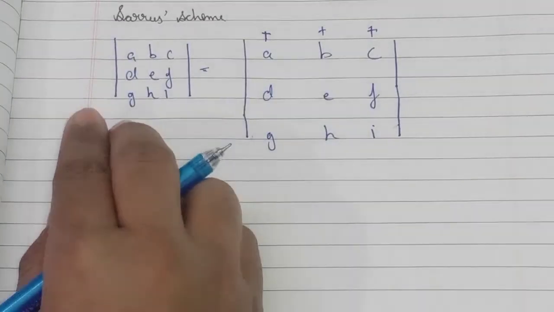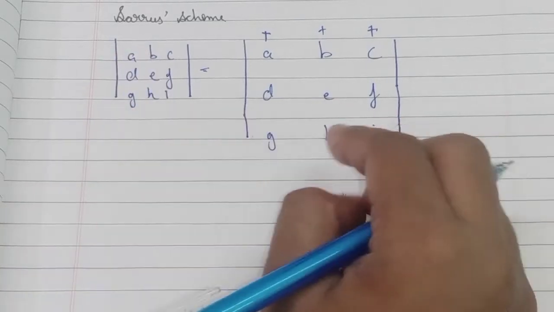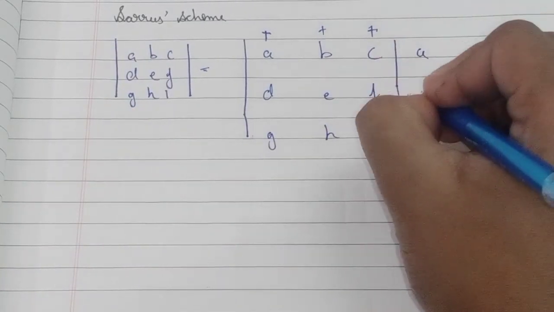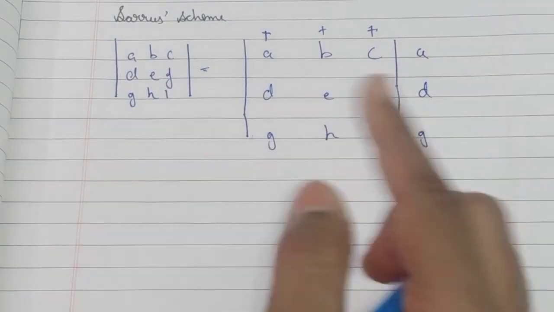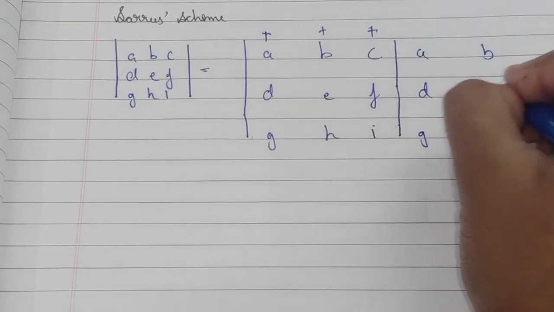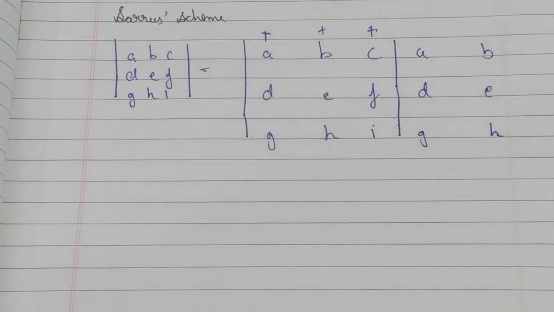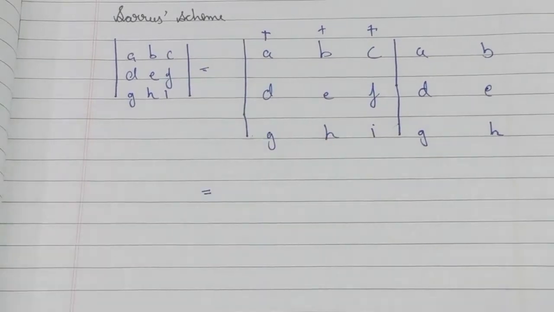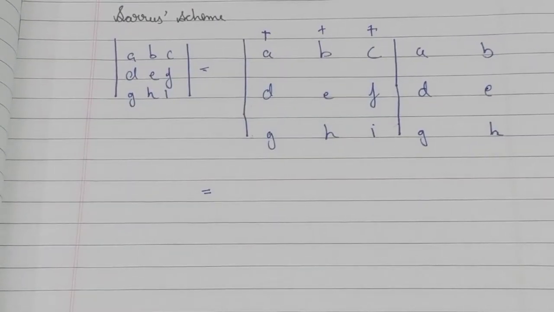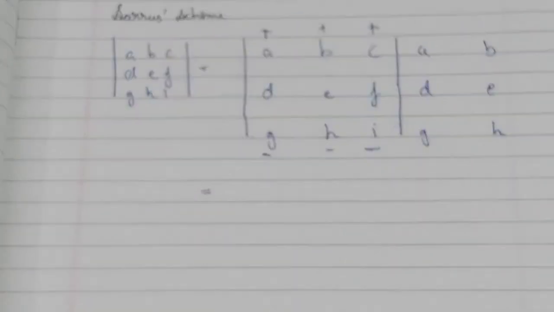Now take the first two rows, A D G and B E H, like this, and copy them here. So this is A D G outside the determinant, so A D G and B E H. Now we will start solving. Also put a negative sign here: negative, negative, and negative here.